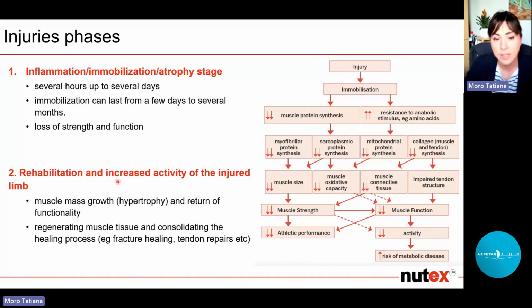The second phase is actually more the return to play component, in which we have an increase in the activity of our athlete. The main goal of this phase, of course, is to put the athlete in the condition to regain all the muscle mass they've been losing and to return to functionality, and at the same time keep consolidating the healing process and regeneration of the tissue that has been damaged.